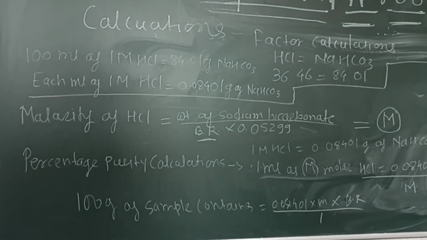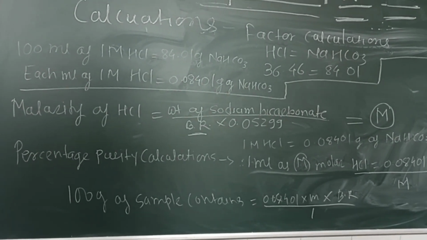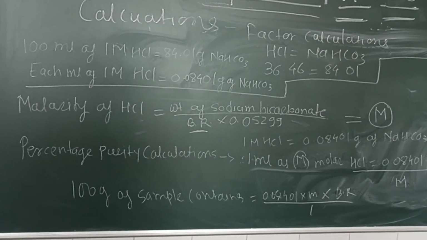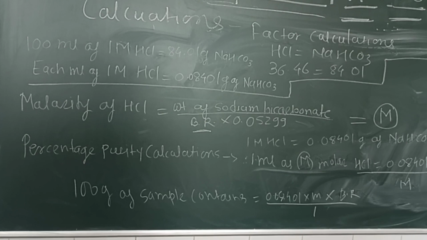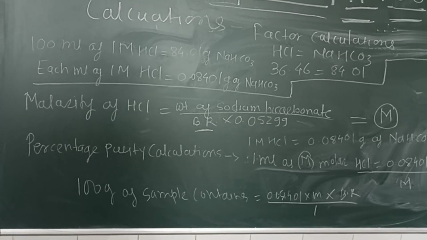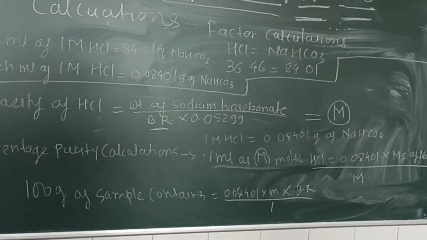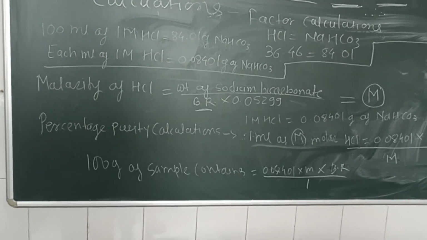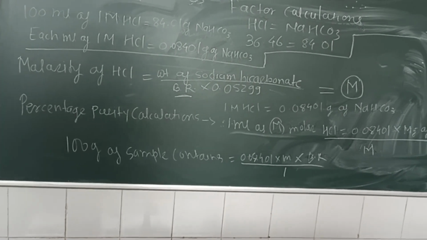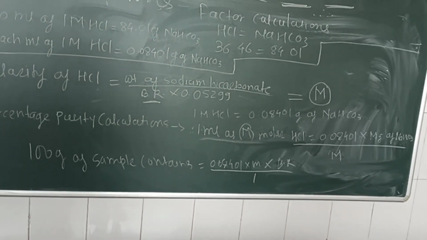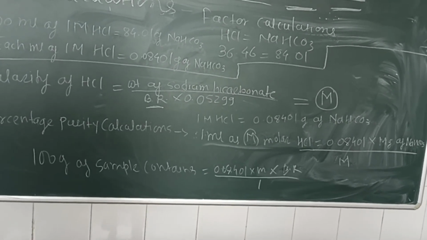With the help of this formula we calculate the molarity of hydrochloric acid. We put the first burette reading of standardization here: weight of sodium carbonate divided by burette reading into 0.05299. With the help of this formula we get the molarity of hydrochloric acid. After that we go for the percentage purity calculation. Here 1 ml of 1 molar hydrochloric acid is equal to 0.08401 gram of sodium bicarbonate.